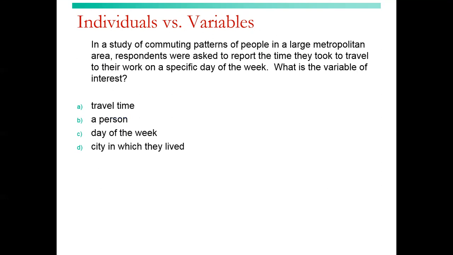In a study of commuting patterns of people in a large metropolitan area, respondents were asked to report the time they took to travel to their work on a specific day of the week. What is the variable of interest? The variable of interest is the time traveled. The travel time is the data that we're collecting about each person.